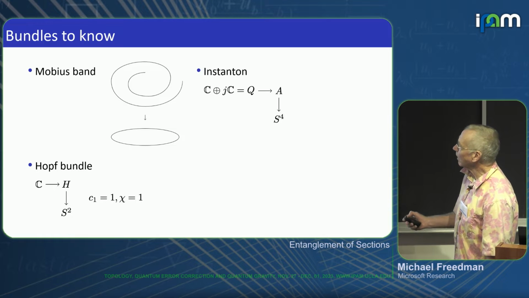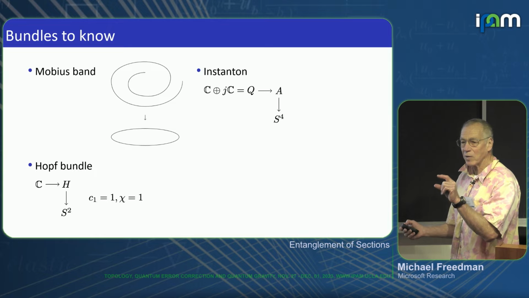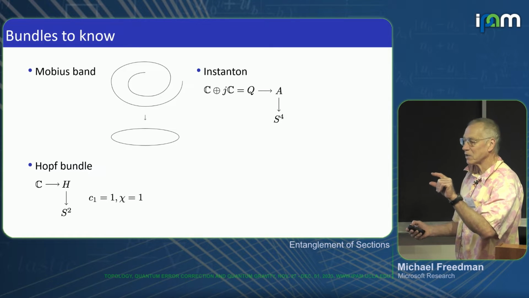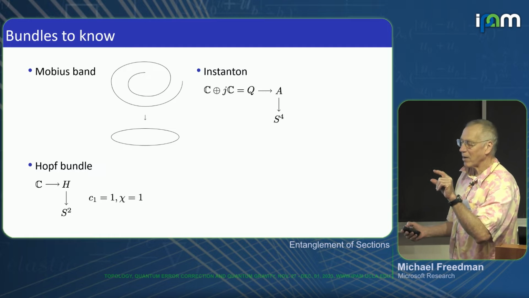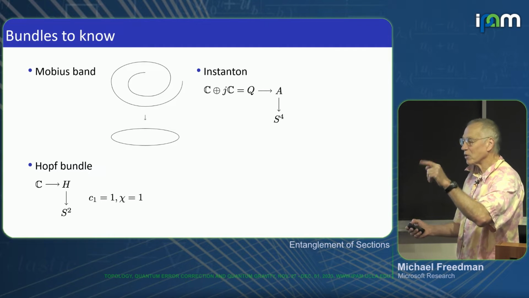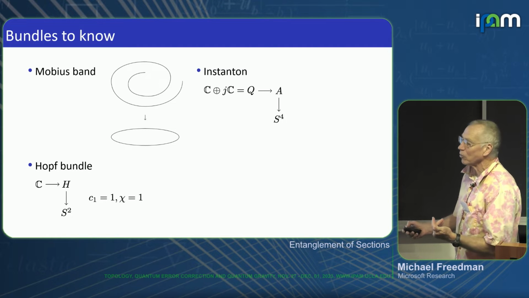And this already contains what's important about a bundle, is it's kind of trying to be a product. You have a base and a fiber, but it's not quite, because as you move around the base, the fiber is really sort of a torsor. It doesn't know its coordinates, and the coordinates can be transformed after you go around a loop on the base.